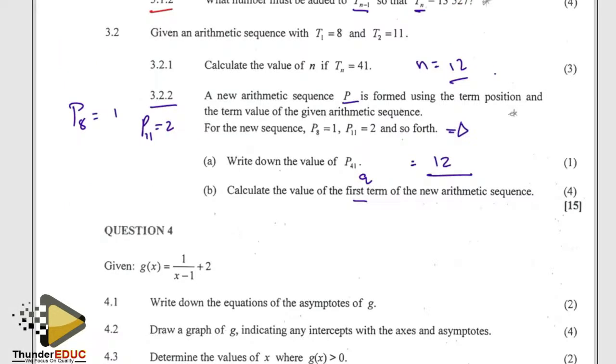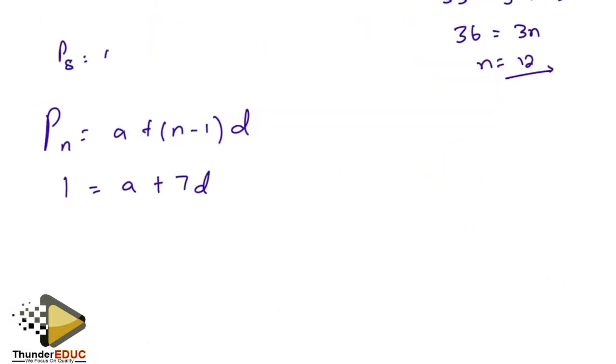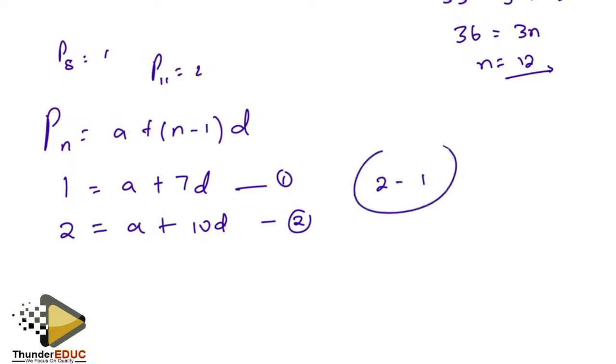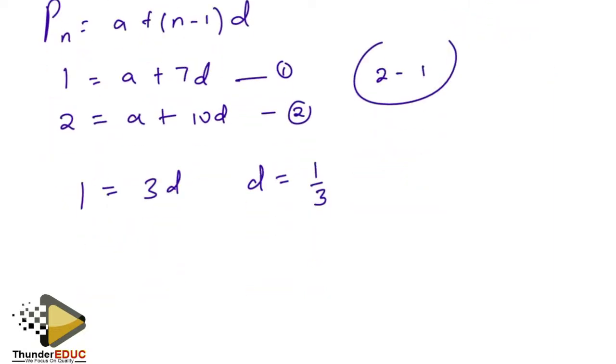But also they told us that P11 is 2. So if I use P11 to be 2, that's going to be 2 is equal to a plus 11 minus 1, that's going to be 10d. Call that equation 1, call that equation 2. Let's subtract 2 minus 1. So 2 minus 1, that's 1, is equal to a cancels out. 10 minus 7 is 3d, which means my common difference is a third. Which means we are adding or subtracting a third every time.